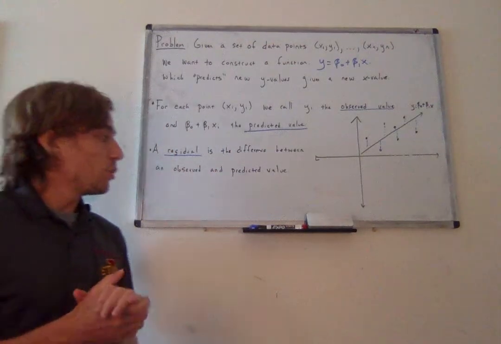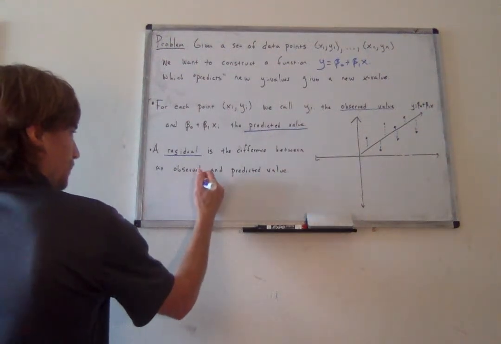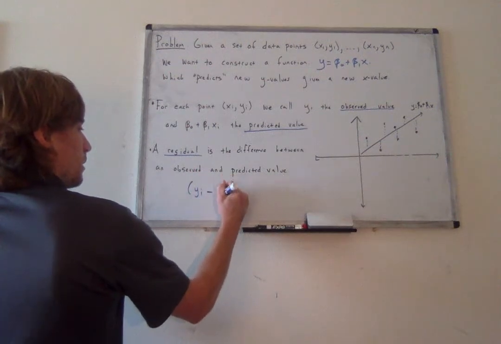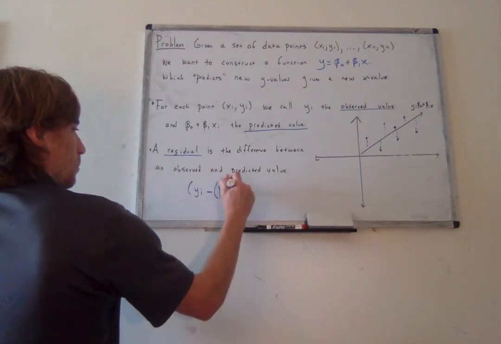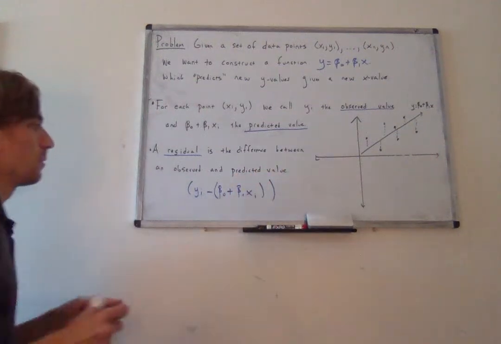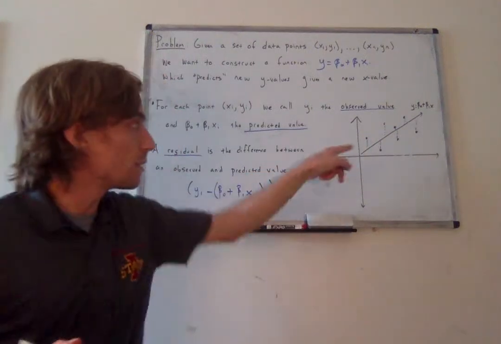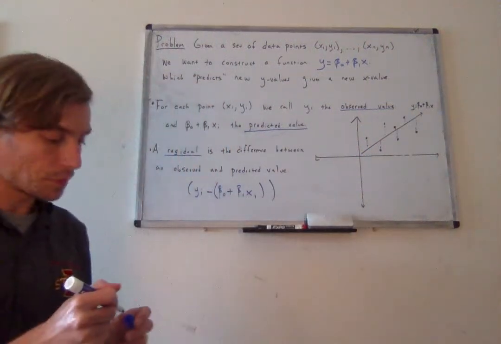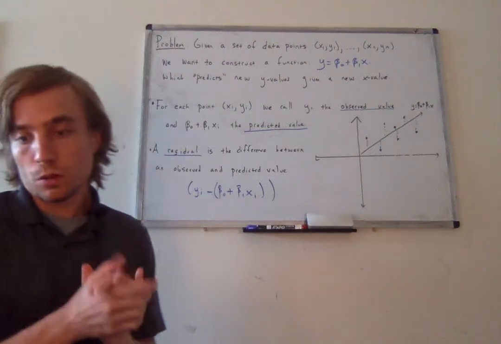And so then a residual is just the difference between the observed and the predicted value. So it would be equal to y sub i minus beta naught plus beta 1 x sub i. Pictorially, it would just be the length of these dashed lines I've drawn, the distance from the predicted value on the line to the point at the corresponding x value.